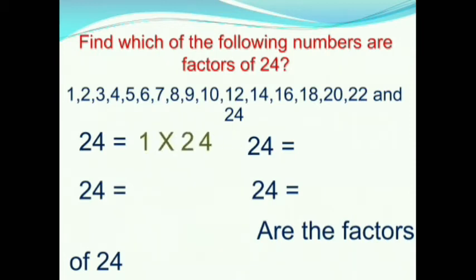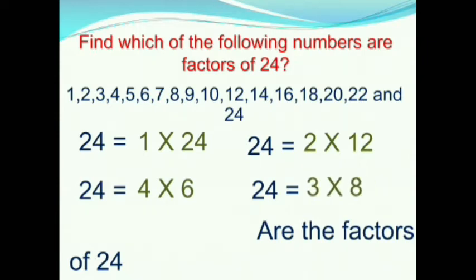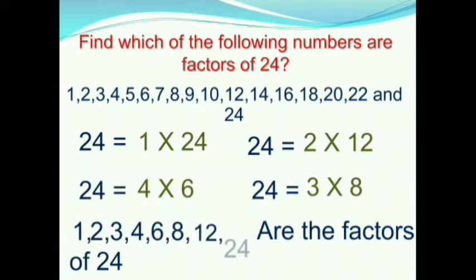They are 1 into 24, 2 into 12, 4 into 6, 3 into 8. The first number is 1. 1 is there in factors. So we will write 1. 2 is there. So we will write 2. 3 is there. So we will write 3. Similarly, the numbers which are there in the factors are 4, 6, 8, 12 and 24. Therefore, 1, 2, 3, 4, 6, 8, 12, 24 are the factors of 24.